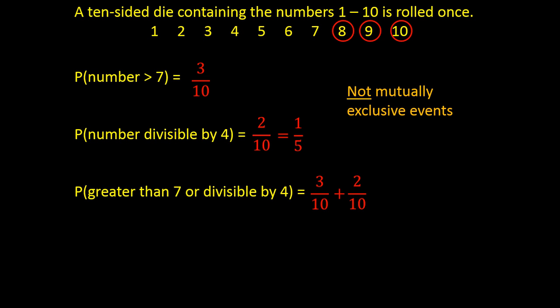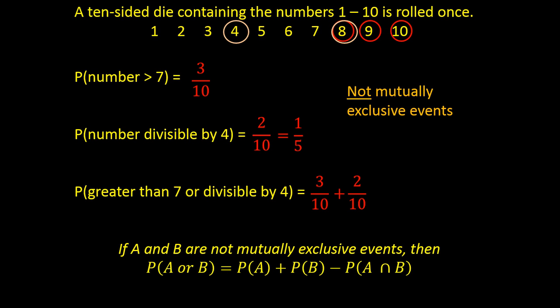The numbers that are greater than 7 are the 8, 9, and 10. And the numbers that are divisible by 4 are the 4 and the 8. So the 8 is getting counted as both being a number greater than 7 and being a number divisible by 4. So if we add these two probabilities together, the 3/10 and the 2/10, we're actually double counting that 8.